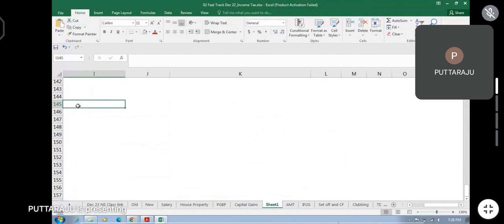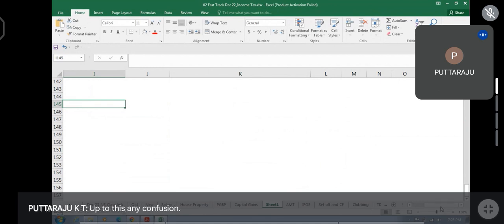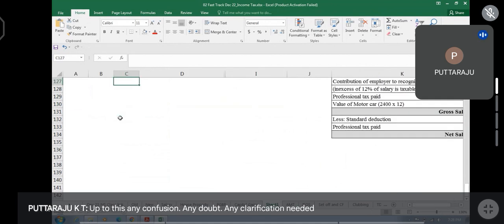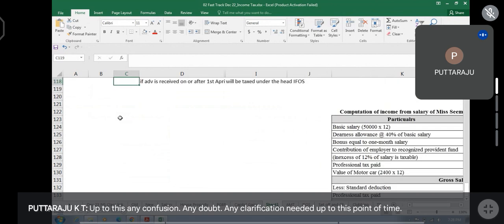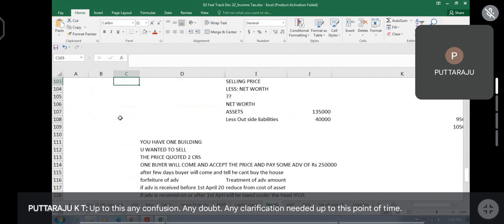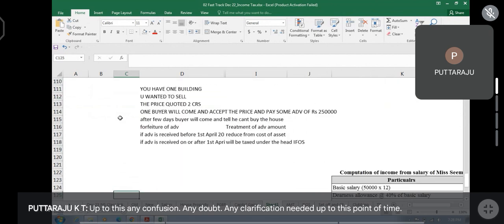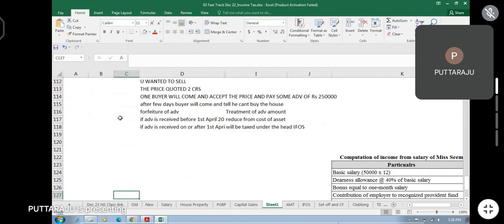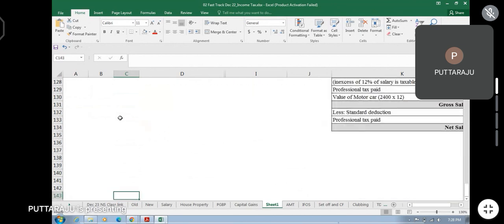Up to this point, any confusion, any doubt, any clarification needed? No, sir.